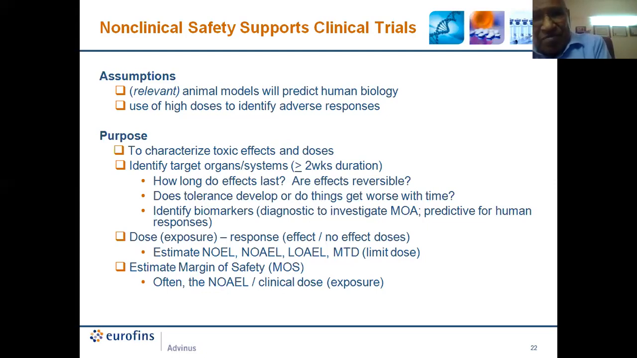They are very important. Now, the purpose is to characterize the toxic effects and characterize the dose, identify the toxic target organ, which I described, and also find out how long it takes to produce an adverse effect, the duration of exposure. So all these things are taken up. The last two bullet items, NOEL, we'll cover in the next slide.